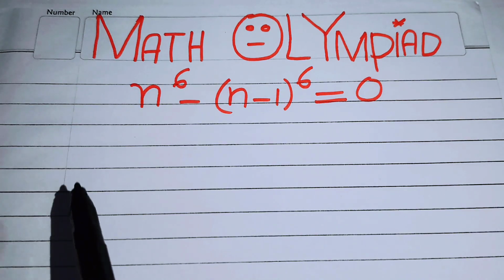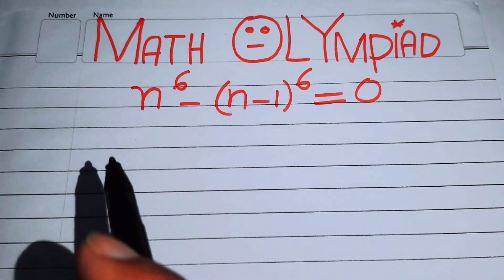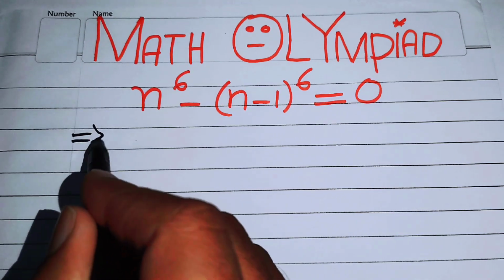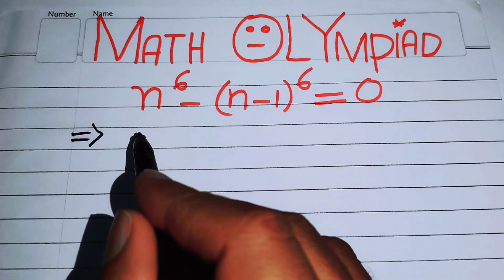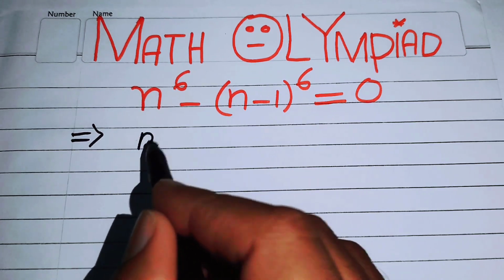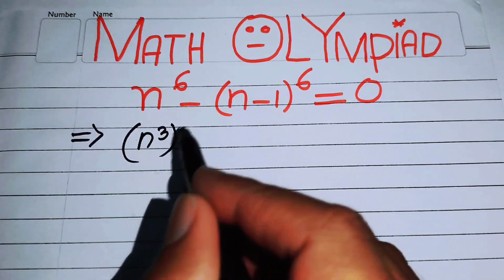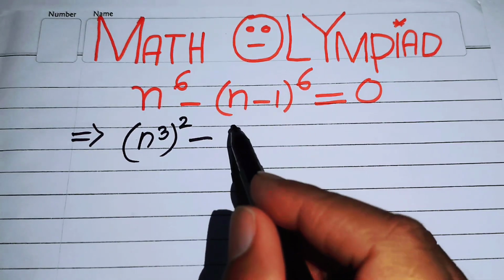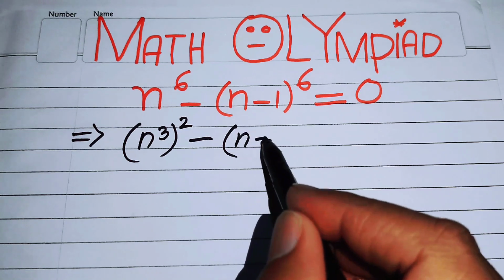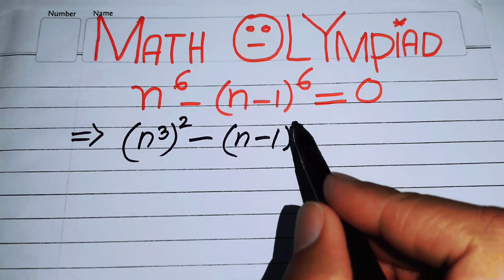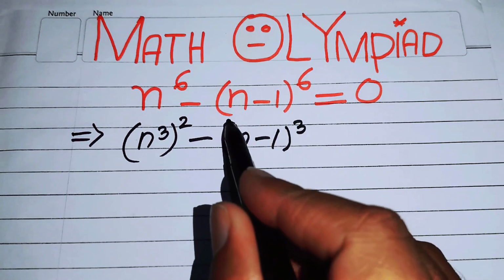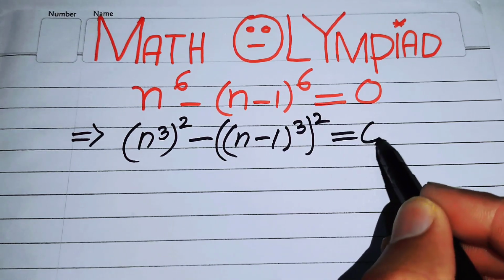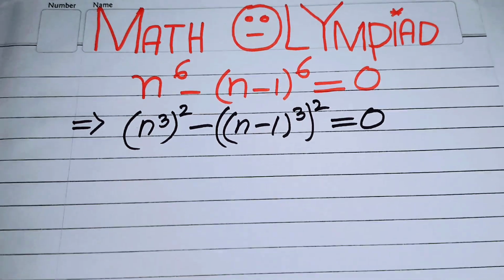So the very first thing we are going to do is write this equation as n to the power of 6, which we will write as (n cubed) whole squared, minus (n minus 1) to the power of 6, which we write as ((n minus 1) cubed) whole squared, and this whole equation equals 0.